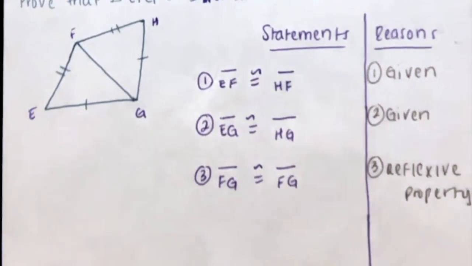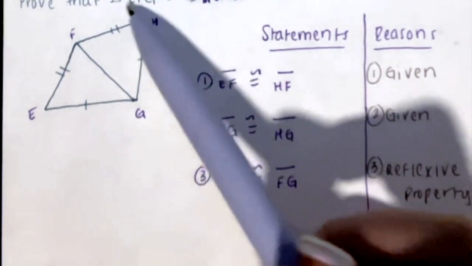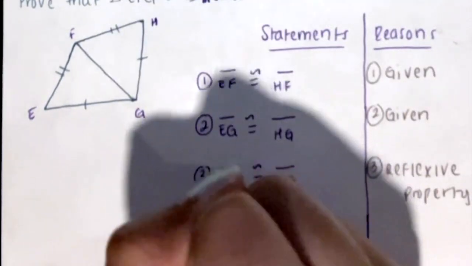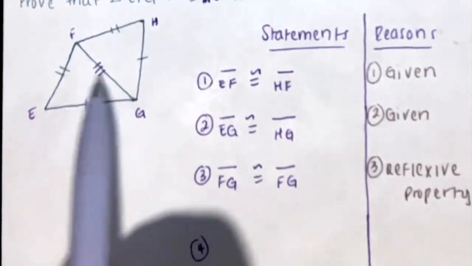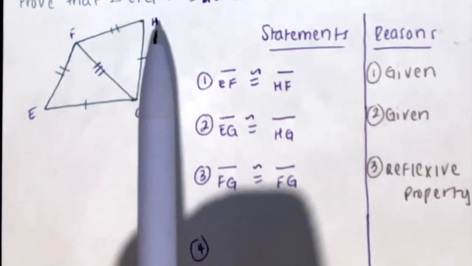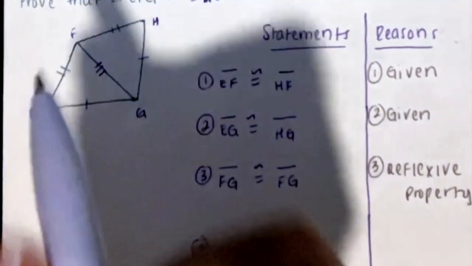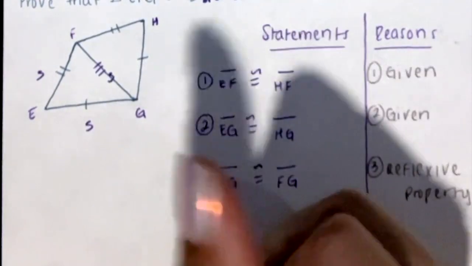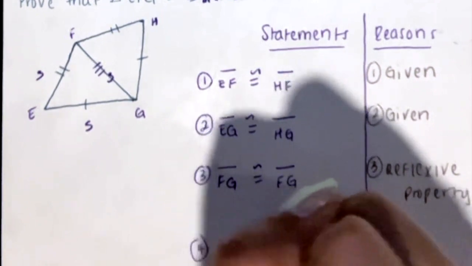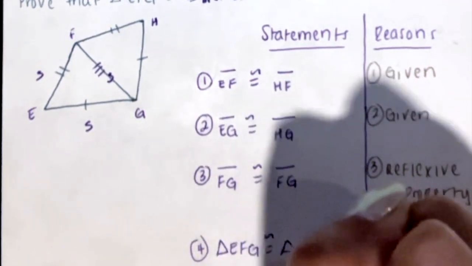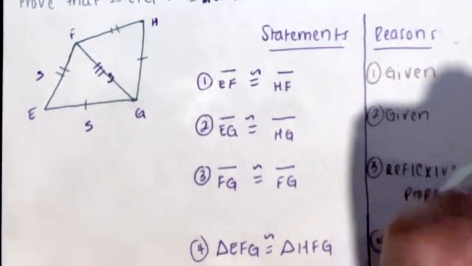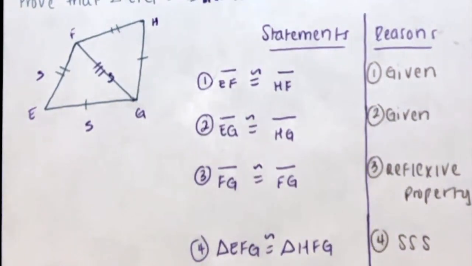And then that's enough information to prove how triangle EFG is congruent to triangle HFG. Because clearly, we can even put that here, clearly this triangle EFG is congruent to this triangle HFG by the side, side, side theorem. So triangle EFG is congruent to triangle HFG by side, side, side theorem.